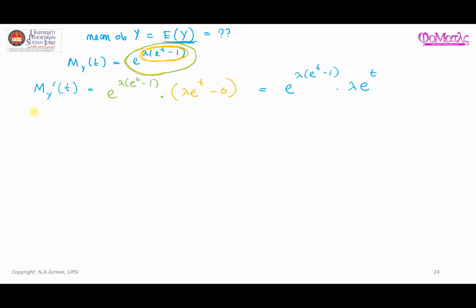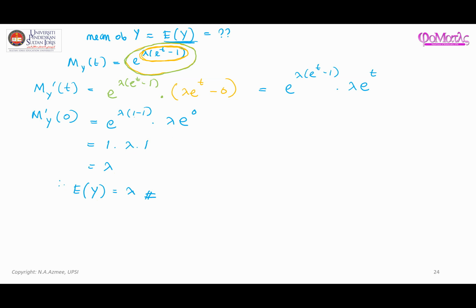If I substitute t to be 0, the result here is going to be e to the power of λ times (e^0 − 1), and e to the power of 0 is 1, so 1 minus 1 is 0. So e to the power of 0 is 1, times λ times 1, and this is equal to λ. Therefore, the expected value of Y is just equal to λ. So that's the second part of it.